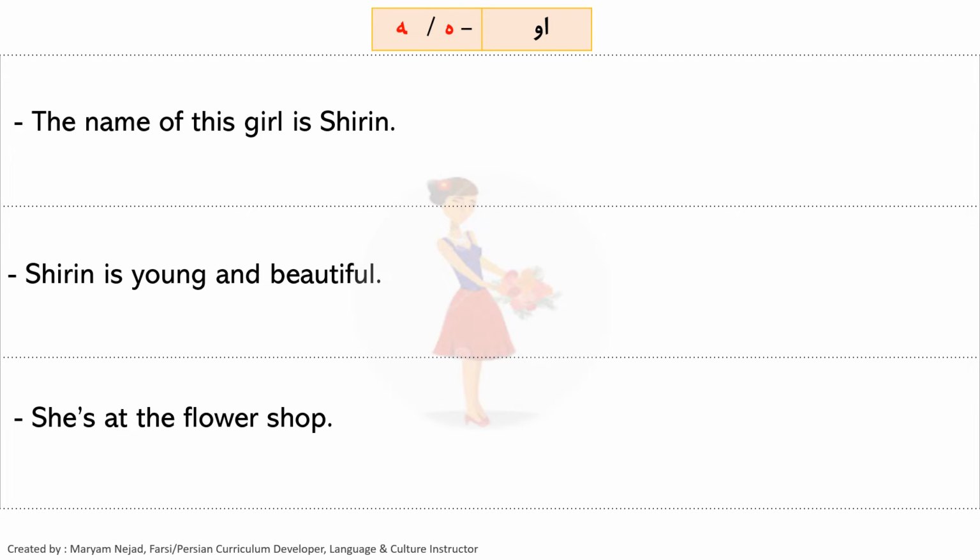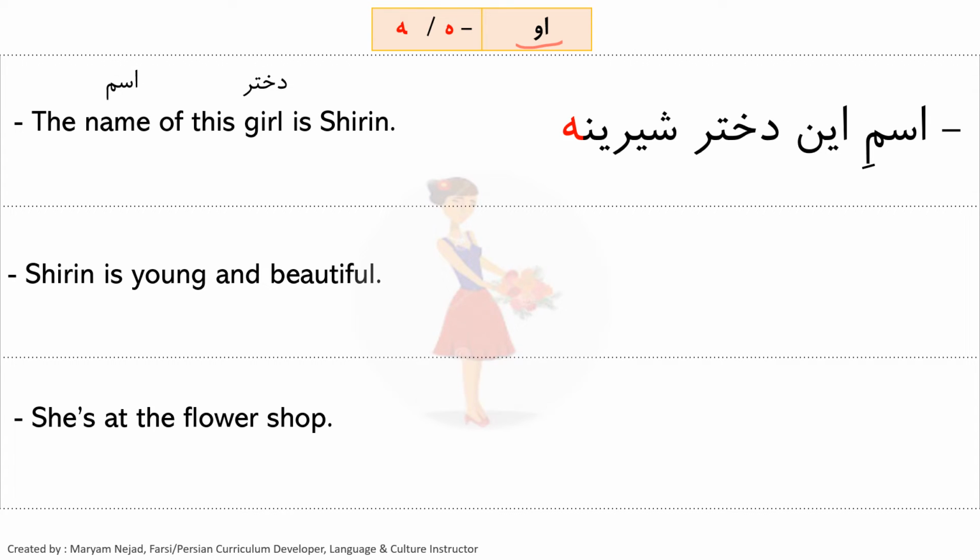Now we will be looking at the subject pronoun او. First example, the name of this girl is Shirin. So name is اسم and girl is دختر. اسم این دختر شیرینه. As you can see here, اسم is the subject and falls under the subject pronoun it, and it is third person singular, so it will get this conjugation.